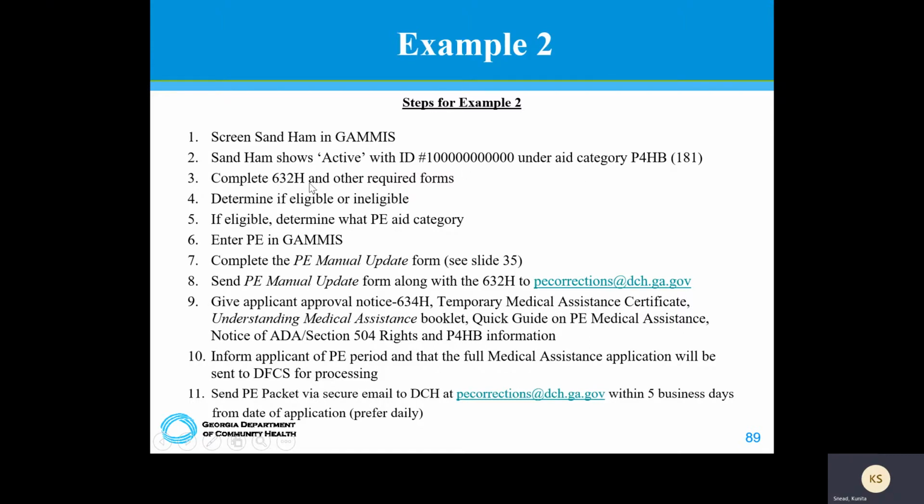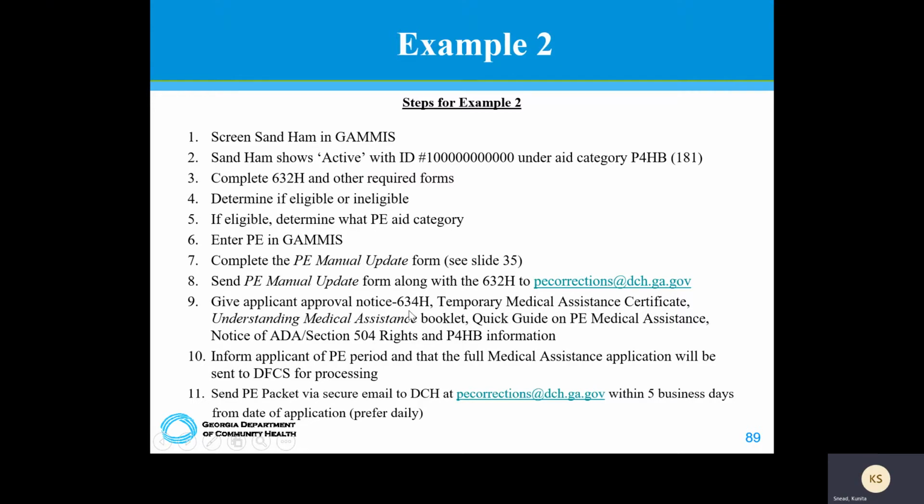So you're going to complete your 632H and all other required forms, and you're going to make an eligibility determination to see if she's eligible or not. And then if eligible, what category, and then also enter that PE into Gamis. And then complete that PE manual update form that we looked at earlier. And remember, you're sending that along with the 632H. Now you don't have to do the attachment A because this application is not done over the phone.